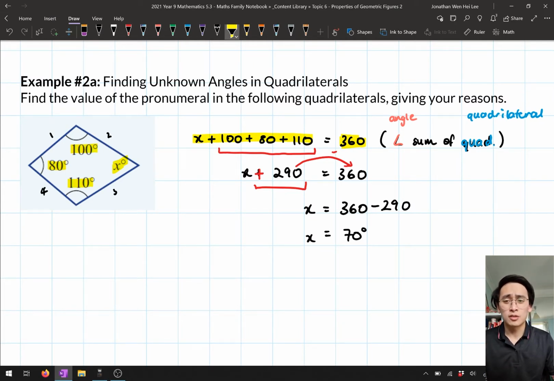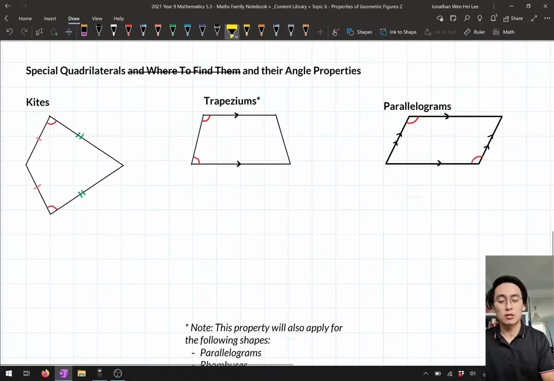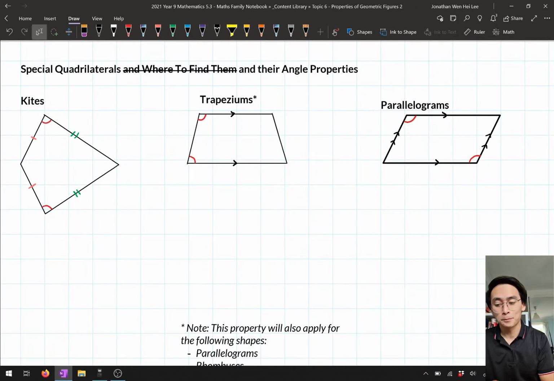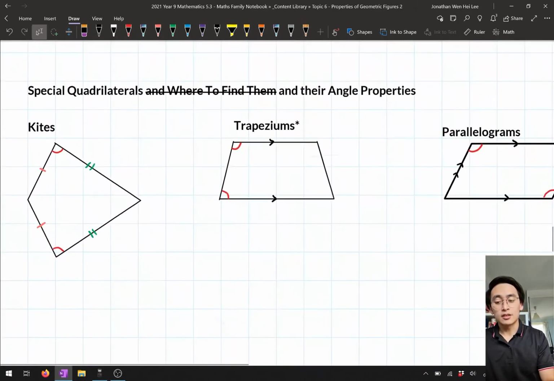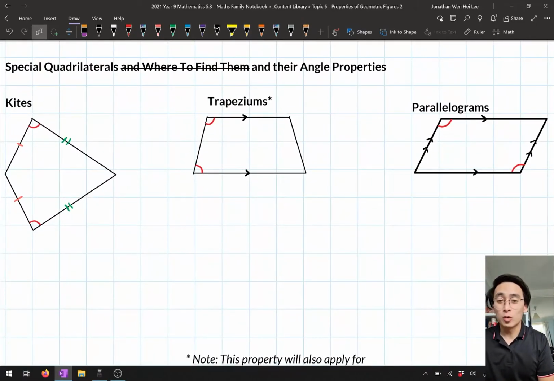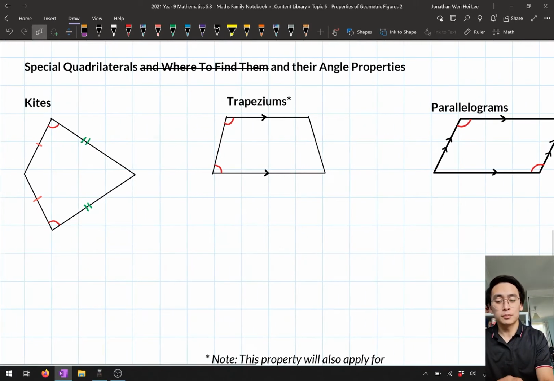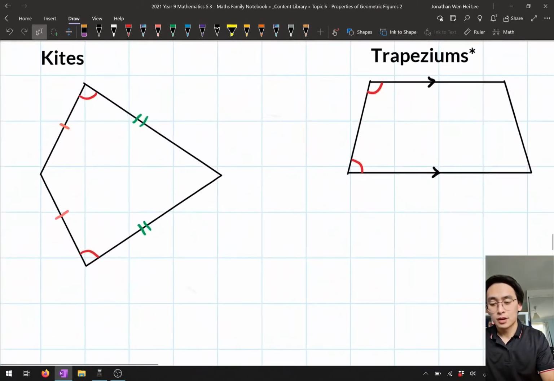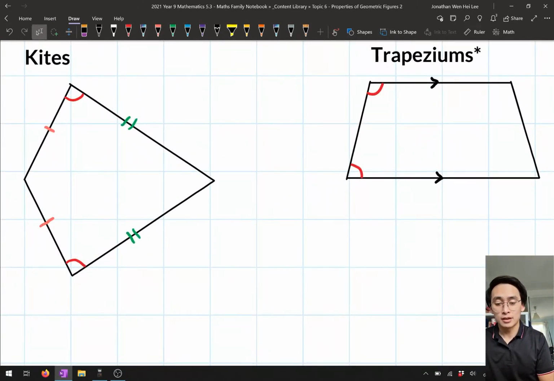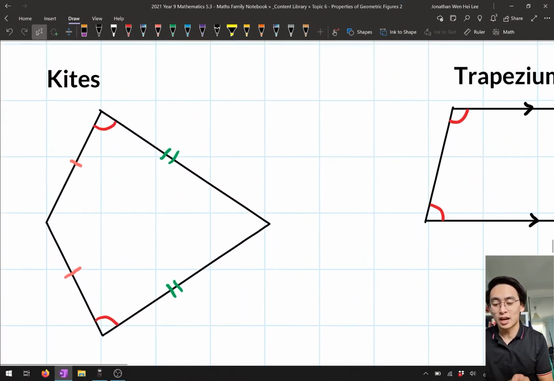Now, with quadrilaterals, there are a few special quadrilaterals that have special properties that we need to keep an eye out for. Here I've identified 3 quadrilaterals we're going to talk about. These are special quadrilaterals and their angle properties. Let's have a look at this first one, a kite. A kite is a shape, and here I've highlighted the thing that makes a kite a kite.